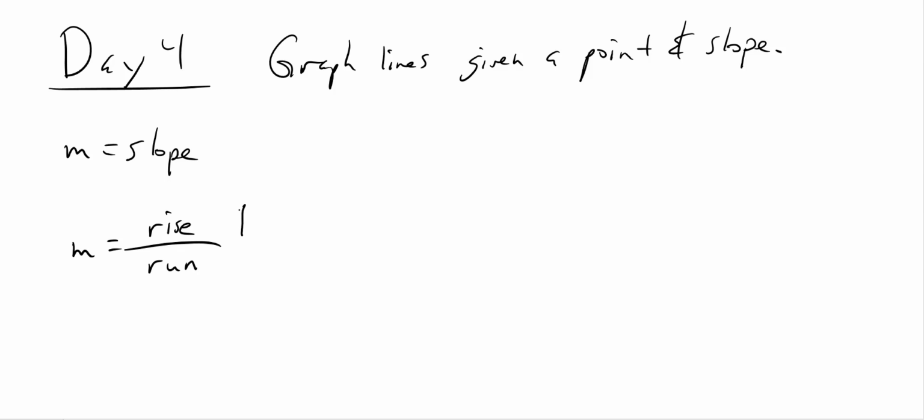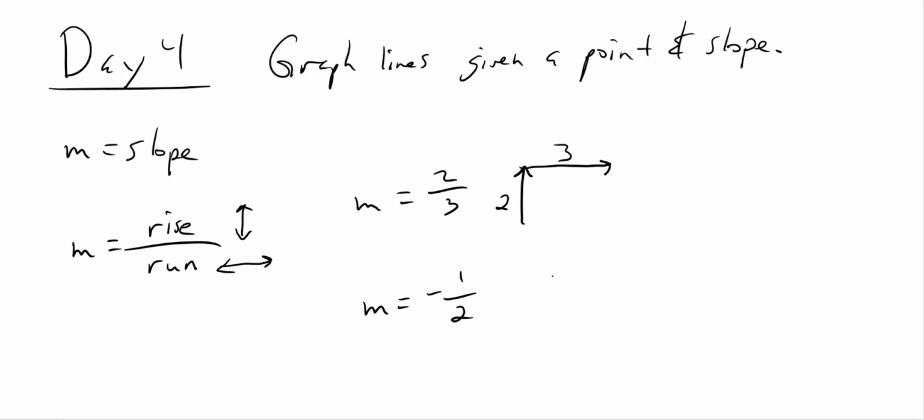Rise means it's up and down, and run is left and right. You kind of have to remember that. The top number is how much you go up and down, and the bottom number is how much you go left and right. So if I said the slope was 2/3, that means I'd go up 2, and I'd go to the right 3.